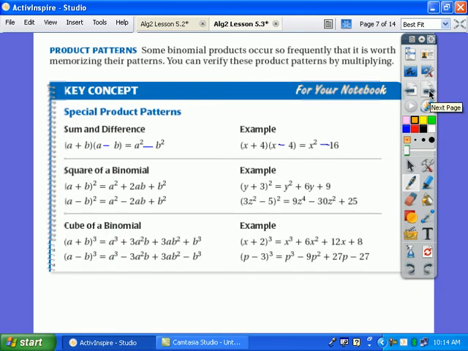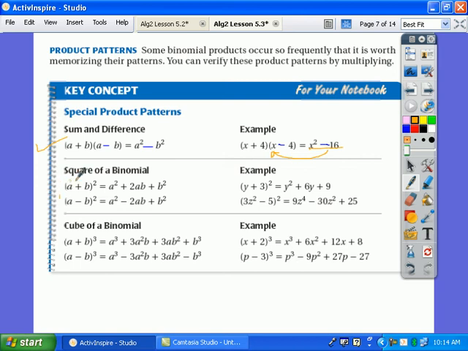So there are some special properties or special patterns that can be seen. The first one we've seen before, a plus b times a minus b, the middle terms drop out and gives us a squared minus b squared. This one is very important. I mean, we'll see this over and over and over again. It's probably the most important application of this is in factoring, where I give you something like x squared minus 16, and we're working our way backwards.